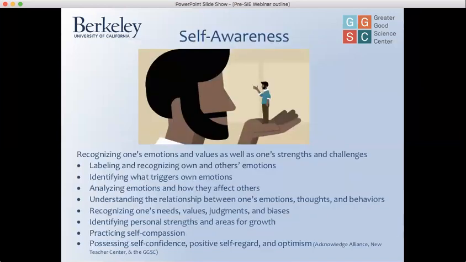So here is a very basic definition of self-awareness along with some of the key skills. Feel free to hit pause and read the slide on your own. I'm not going to read through these bullet points.